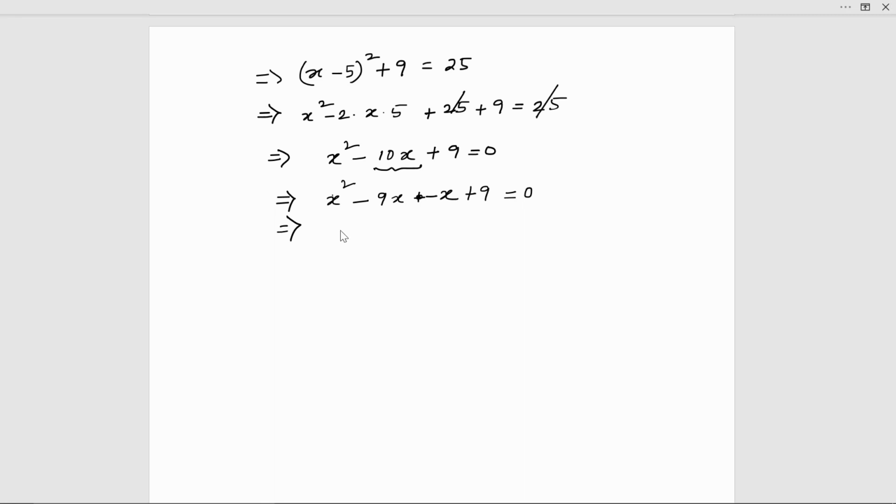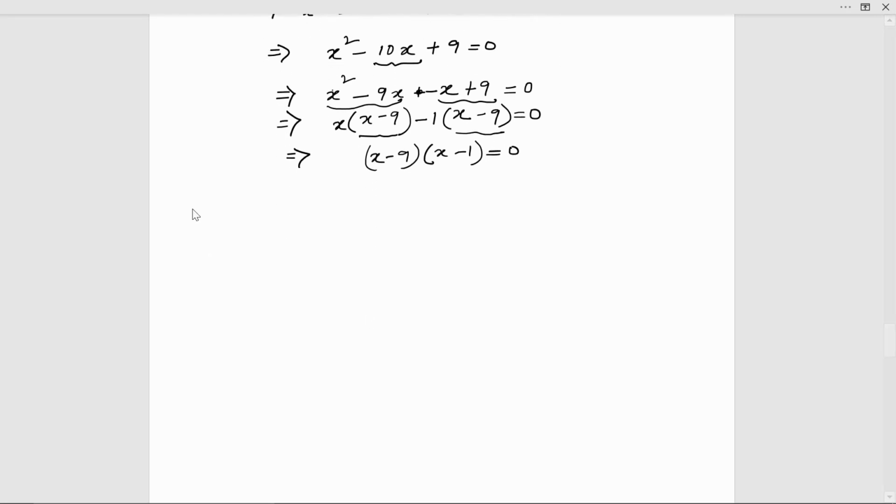And now I'll take out x from this factor, and it will give me x − 9, and from these two I'll take common as −1, which will give me x. This will become +x, and this will become −9 equal to 0, and then this x − 9 is common, and this will become x − 1 equal to 0.